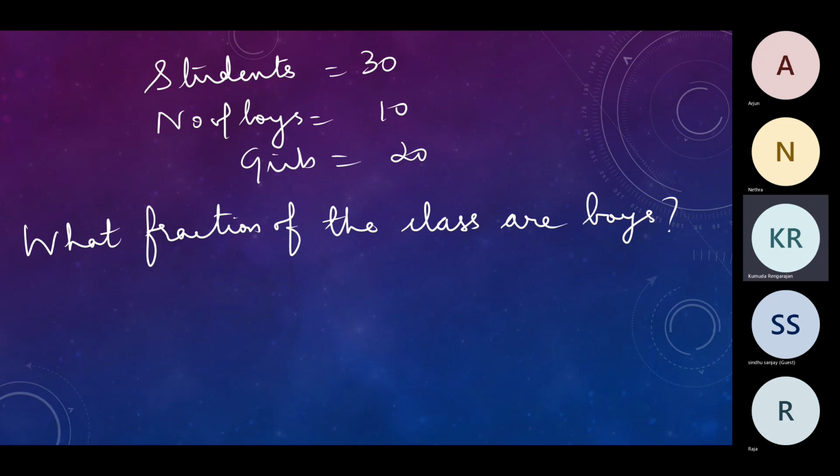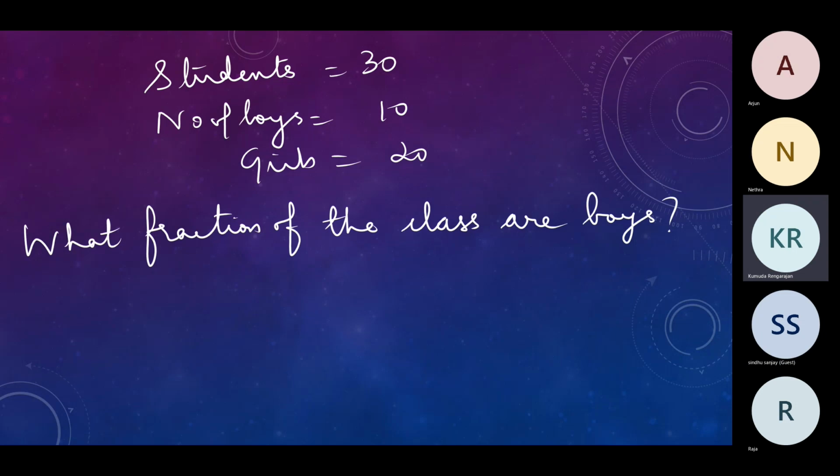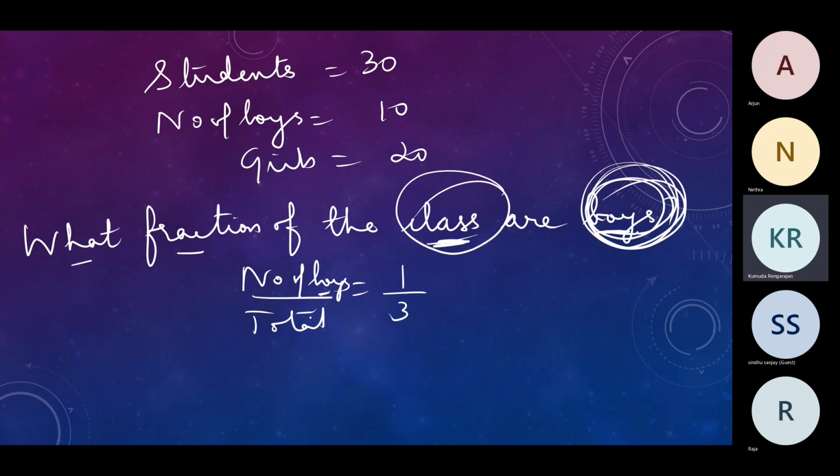Correct, children? What fraction of the class are boys? 1/3. What fraction of the class are girls? 2/3. So how did you find that answer? How did you get 1 by 3? Number of boys by the total number of students. So if the question is what fraction of the class are boys, boys will come in the numerator and the class will come in the denominator.